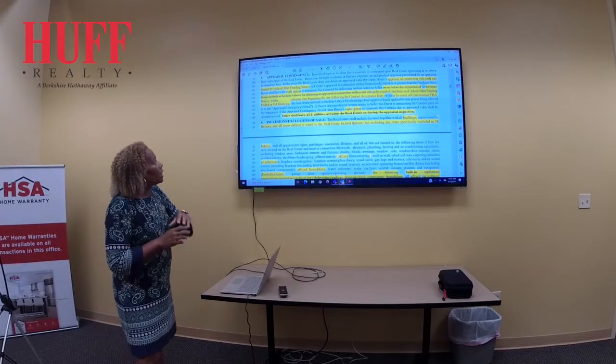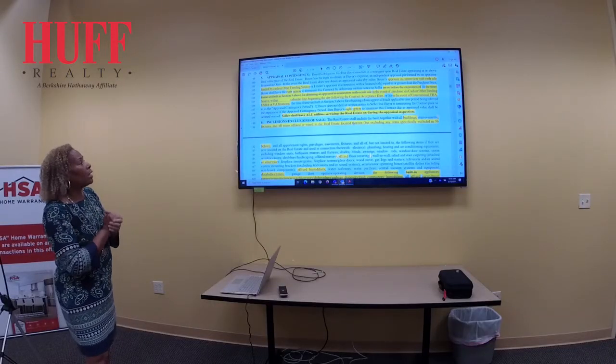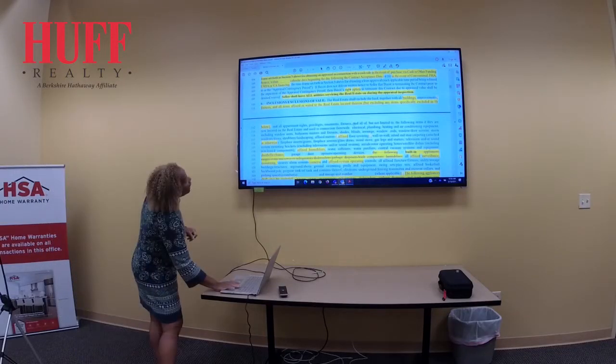And they struck 'shall have all the utilities servicing the real estate on during the appraisal inspection,' because they put it someplace else, so it's still in the contract. Next, inclusions and exclusions of sale.